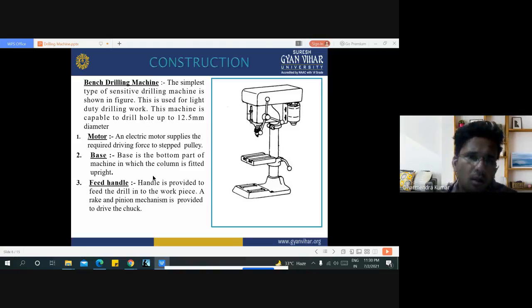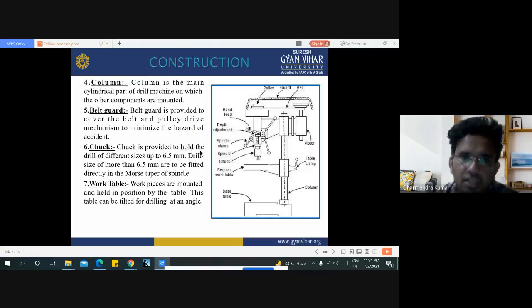Base is the bottom part of the machine in which the column is fitted upright. A feed handle is provided to feed the drill into the workpiece. A rack and pinion mechanism is provided to drive the chuck. Column is the main cylindrical part of the drilling machine on which the other components are mounted. This is known as the column of the drilling machine.